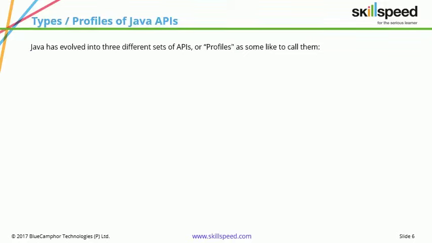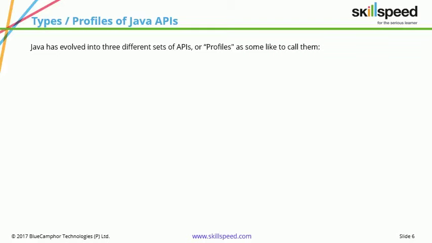Coming to the next one, the types or profiles of Java APIs. What is an API? API is the abbreviation of Application Programming Interface, which is a set of classes, or a collection of classes. And Java has actually evolved into three different sets of APIs, or three different sets of libraries, which are also called profiles by different people.